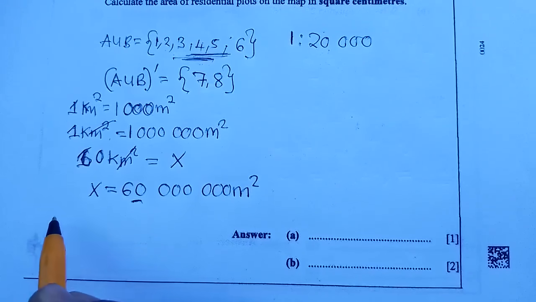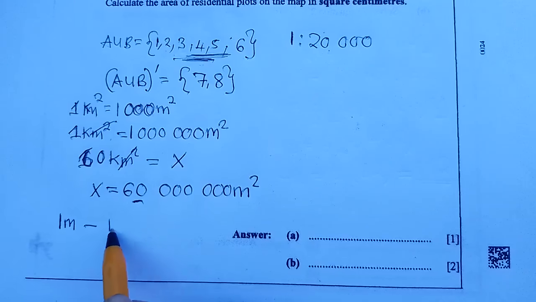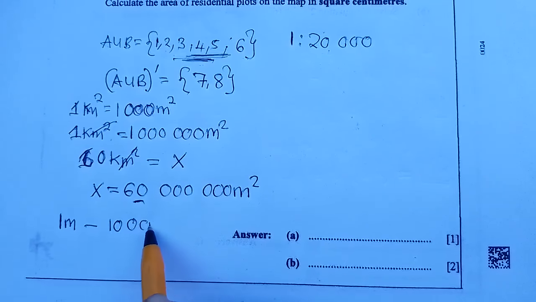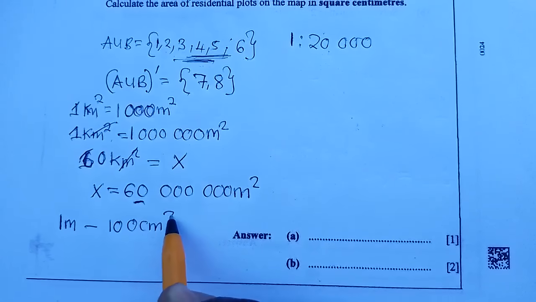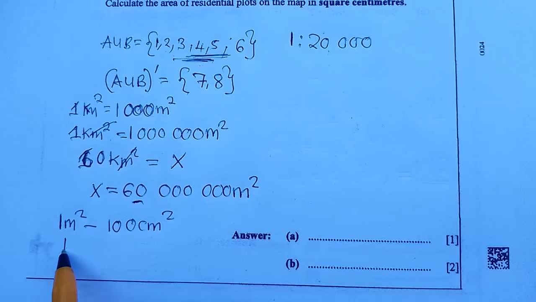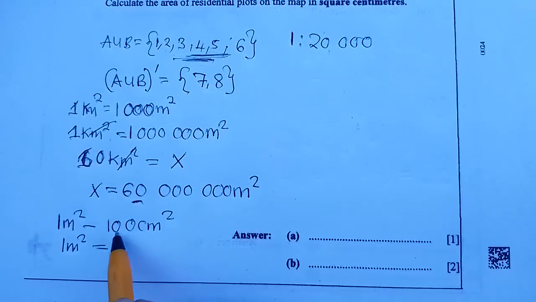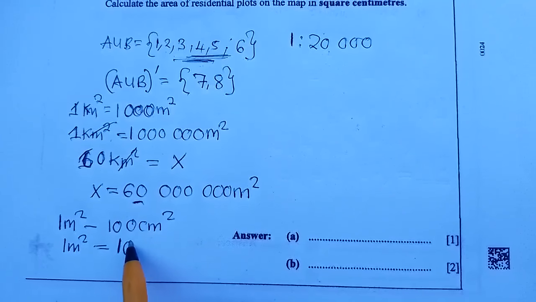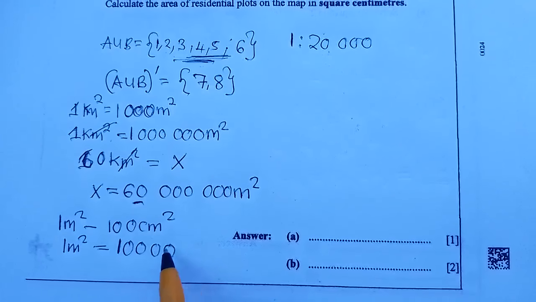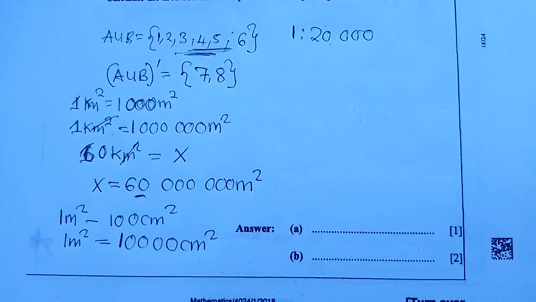I know that 1 meter is equal to what? 100 centimeters. So if I square this, I also square that. Meaning that 1 meter squared is equivalent to what? There will be 4 zeros, like this, centimeters squared. This is what I'm going to do.